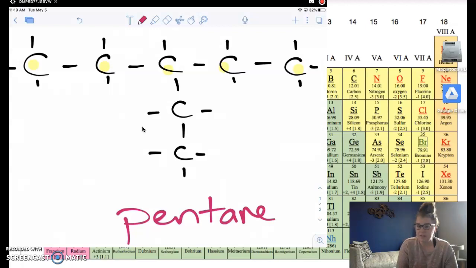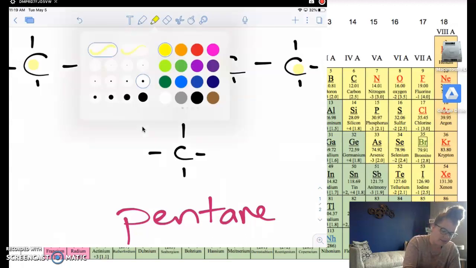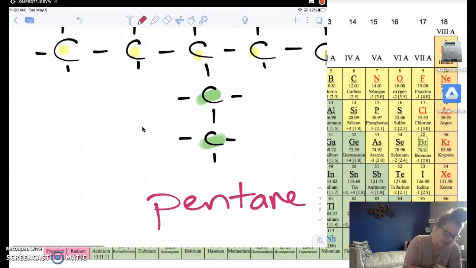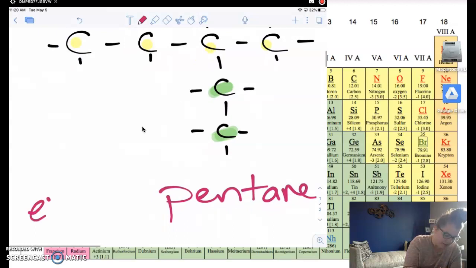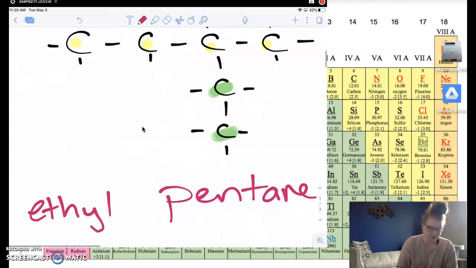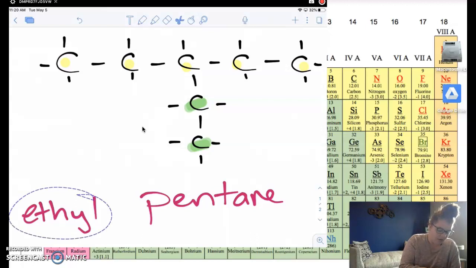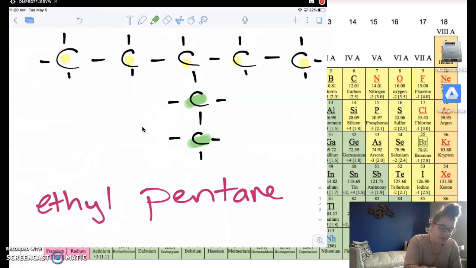Something I do see sticking off of it though is this. I've got some extra carbons that are coming off of the main trunk. And if you see, there's 2 carbons coming off of it. So that is going to be a branch, and since this one's 2 carbons long, this is going to be an ethyl branch. So I'm just going to start off by saying ethyl pentane, because I've got 2 carbons coming off of it, and then I've got a 5 carbon chain. Once you've got your base name, then you just need to do your numbering.